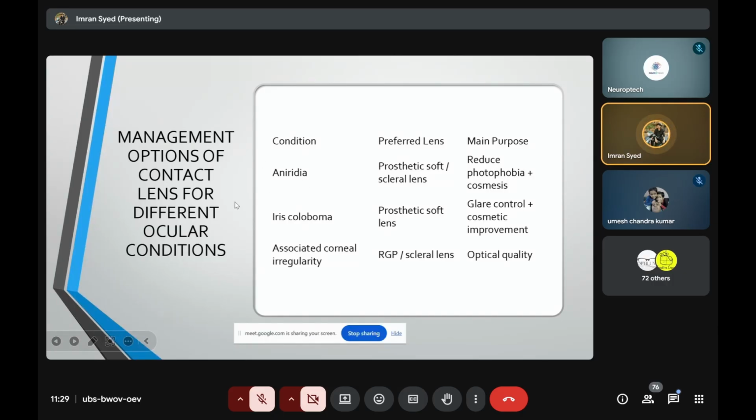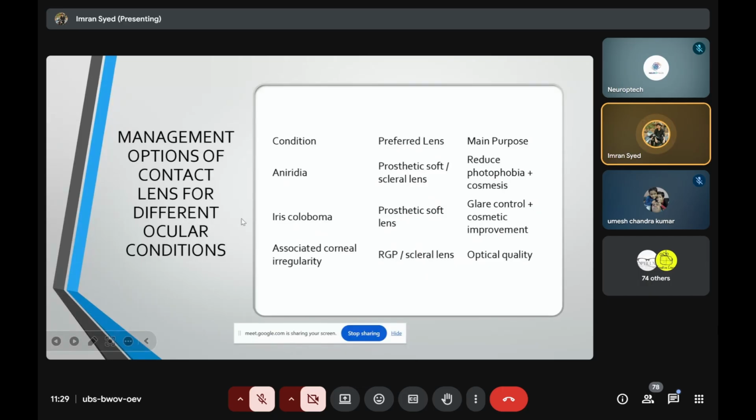What happens in aniridia is that as there is no iris at all, the light enters completely into the eye, which will cause photophobia and glare. So the patient will not be able to see in bright sunlight conditions. That's the reason you'll opt for prosthetic lenses, either soft or mini scleral lenses, which will reduce photophobia and also improve the cosmetic appeal.